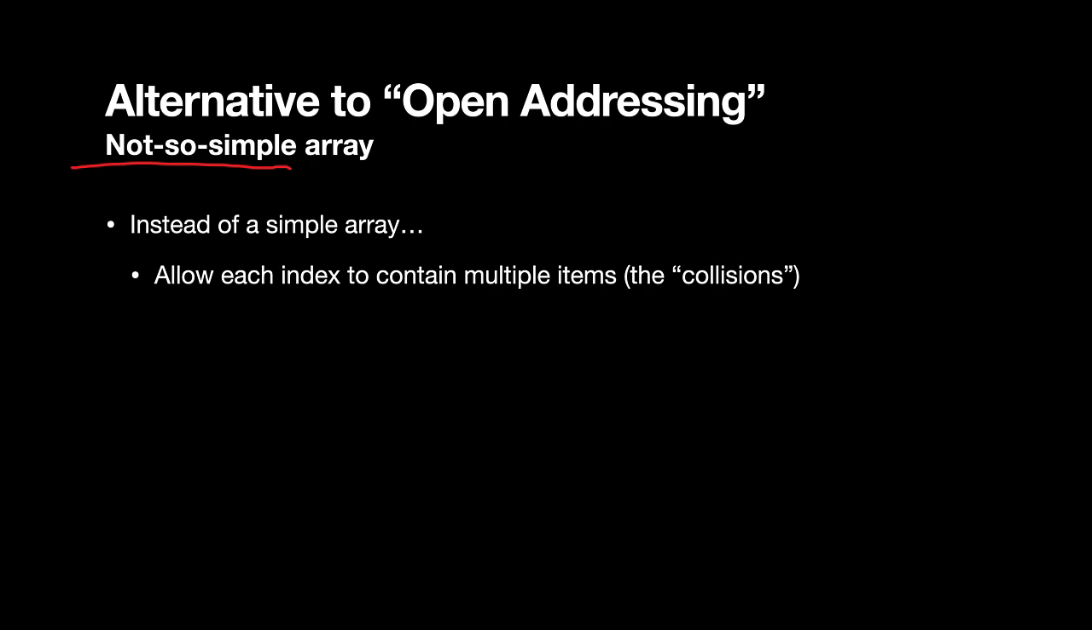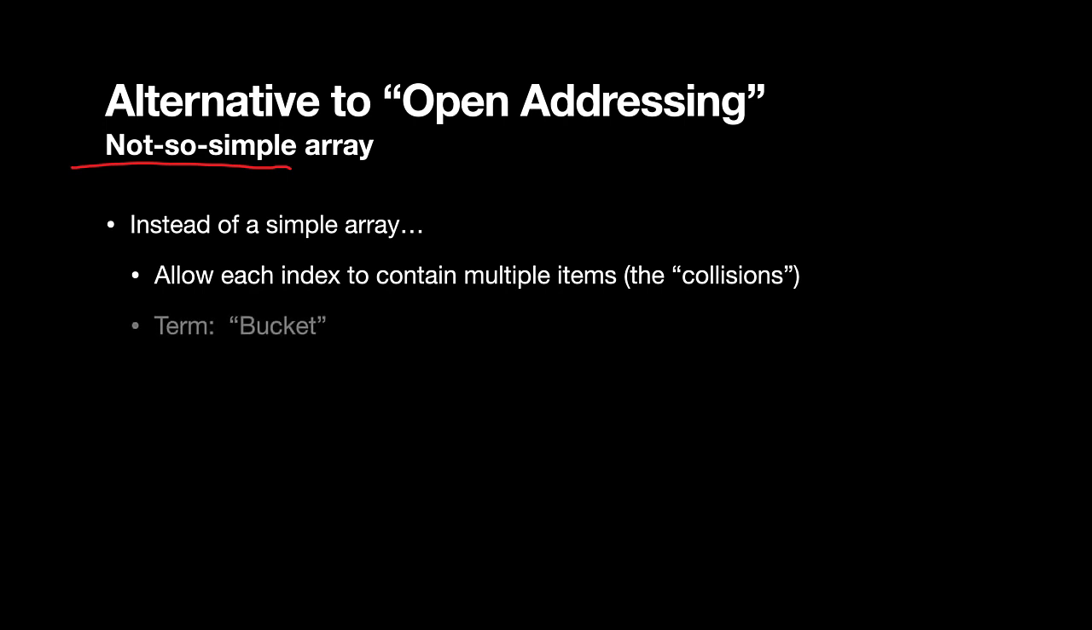Okay, let's look at another approach. This will be called hash tables with separate chaining. This is an alternative to open addressing, and basically what we're going to do is we're still going to use an array, but it won't be the simple array that we used before. Instead of the simple array, we are going to allow each index of the array to contain multiple items. That way, when the collisions occur, we can just put multiple items in that same location.